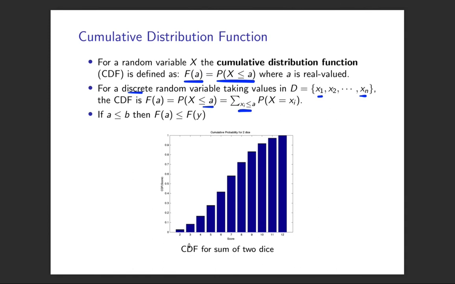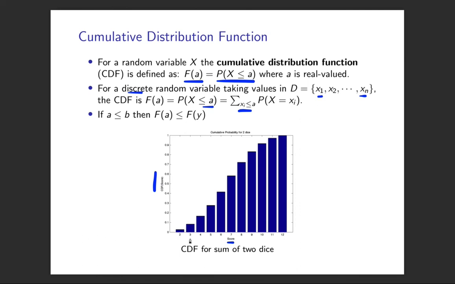So for example, let's look at the sum of 2 dice. Look at this graph here. The x-axis is a, the y-axis is the CDF, and remember the PMF from the previous slide, this is just the corresponding cumulative distribution function. So the probability that X is less than or equal to 2 is just 1 over 36, the same as the probability that X equals 2.